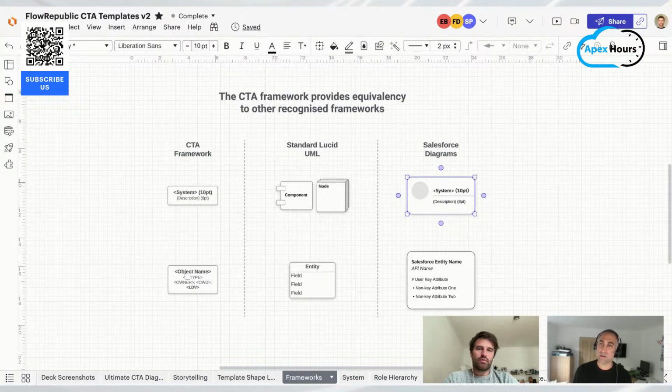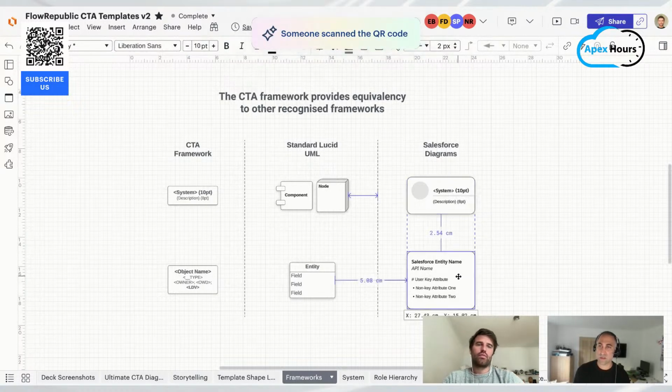And what we're showing here is that there's an equivalency between using the CTA framework shapes, which are based on the primitive ones, the UML standard Lucid shapes, which you won't get access to in the CTA board, and then the Salesforce diagrams ones that you will get access to as well. Okay. So it's up to you which one you use, but just be mindful of the sort of form factor and space requirements that each of those provide. But there is an equivalency.